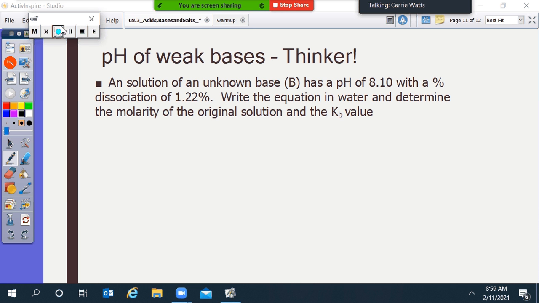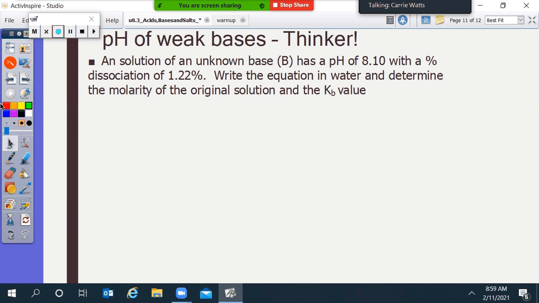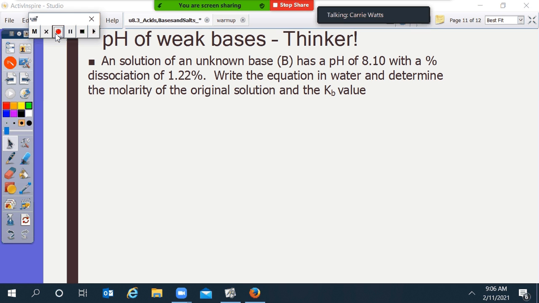Okay, this last one is a thinker problem. Let me give you about 10 minutes to see if you can do it. Okay, so let's go through this. We have a solution of an unknown base, and it has a pH of 8.1 with a percent dissociation of 1.22. Write the equation in water, determine the molarity of the original solution, and the Kb value. So let's see how far you got.